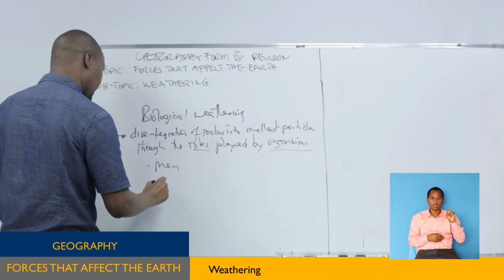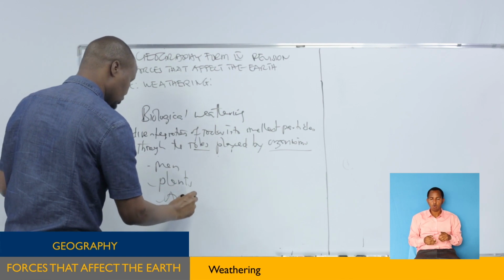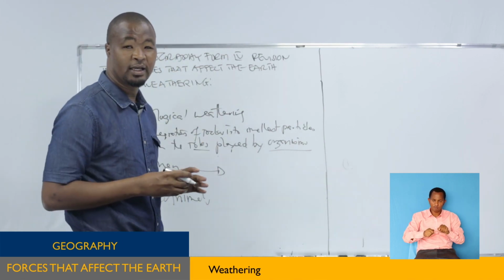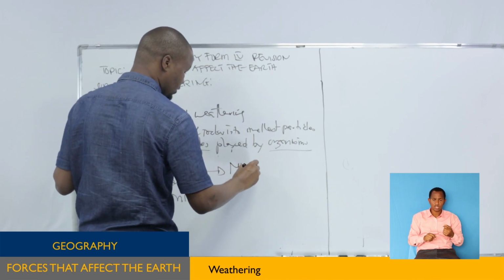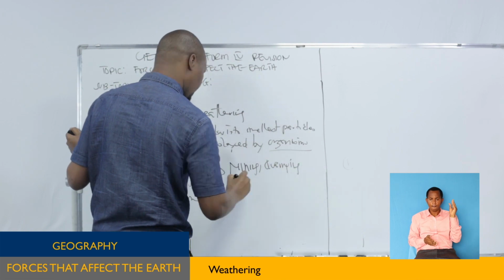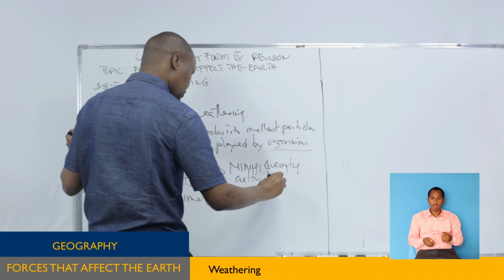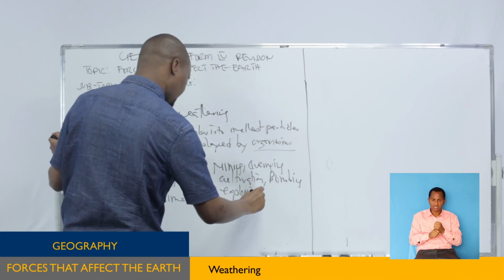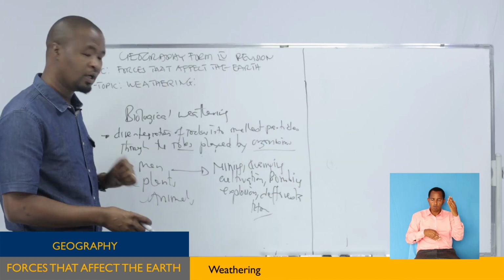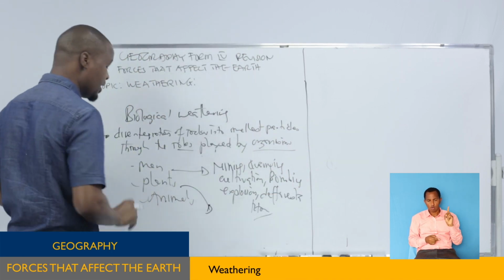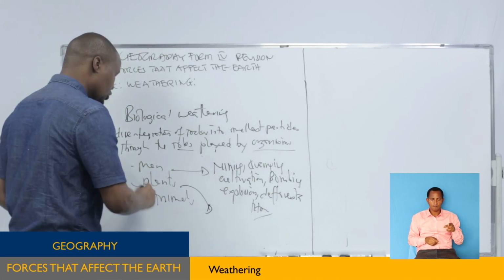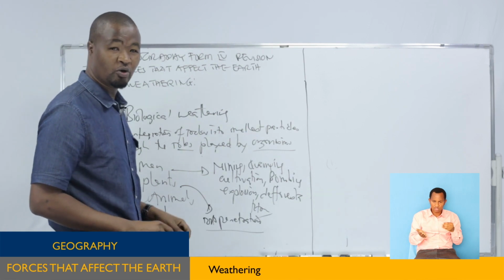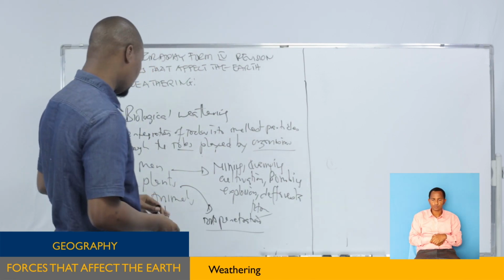For example, we are talking about man, plants, as well as animals. Man may destroy rocks into the smallest particles through daily activities: mining, quarrying of rocks, cultivation, bombing, explosion during military activity or exercises, and deforestation. Plants may disintegrate large rock into the smallest pieces through root penetration. Burrowing animals may also disintegrate large rock into the smallest pieces.